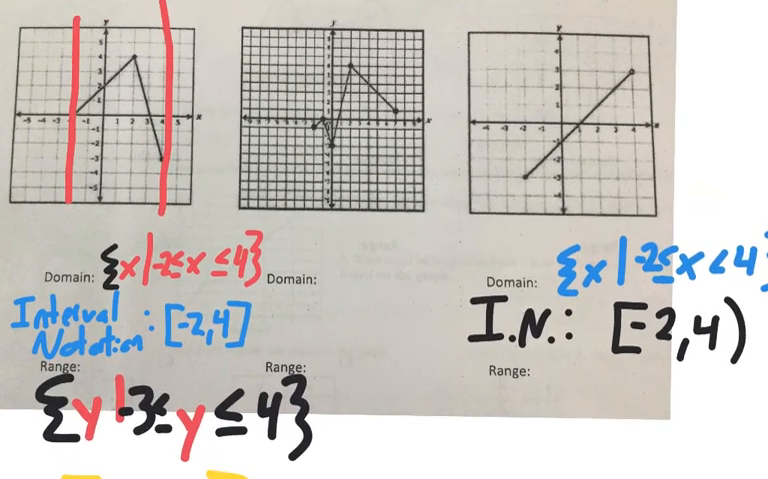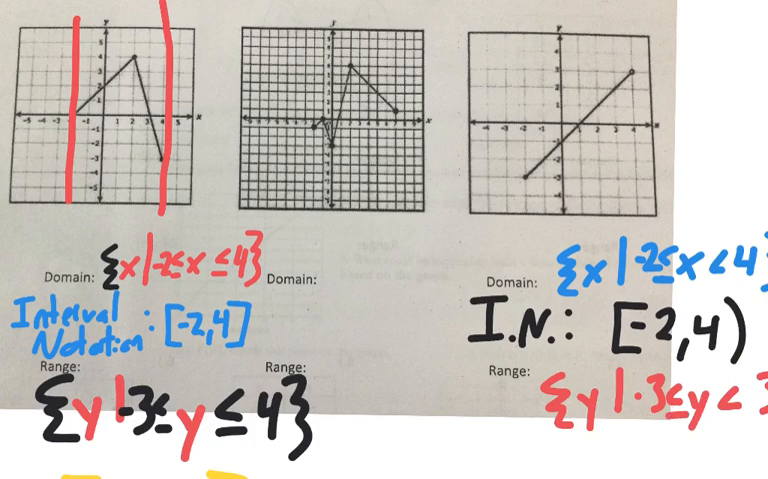Okay, let's do range on 9, because I left you with range on 9. This should be all y's such that, what are my y's between? -3 and 3. Are both of those included? One of them is. Which one? -3 is included because it's a filled-in dot. But the highest y value is 3, and it's at an open dot. So 3 should not be included.